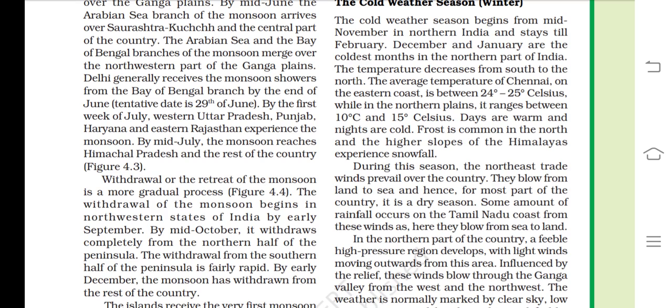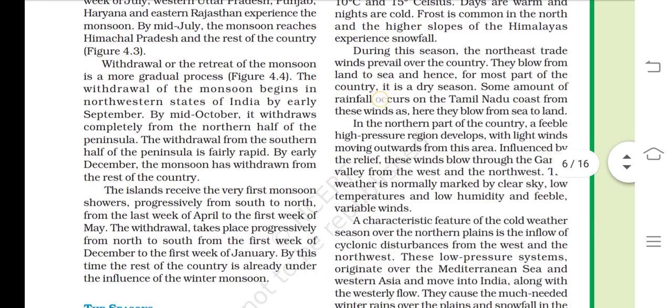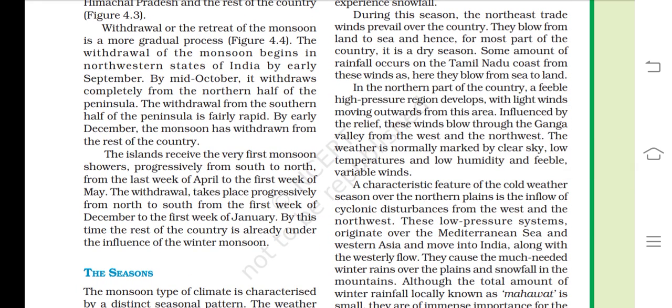By mid-October, it withdraws completely from the northern half of the peninsula. Okay, starting from early September to mid-October, what happens? The northern part of India has withdrawal from monsoon. The withdrawal from the southern half of the peninsula is fairly rapid. By early December, the monsoon has withdrawn from the rest of the country. Okay, starting from early September to mid-October, the northern part is withdrawn, and till the end of December, in the rest of the country also there is withdrawal of the monsoon.